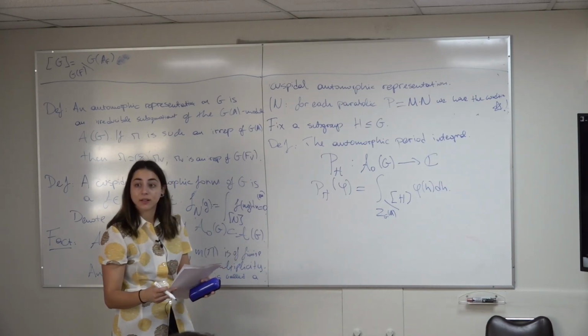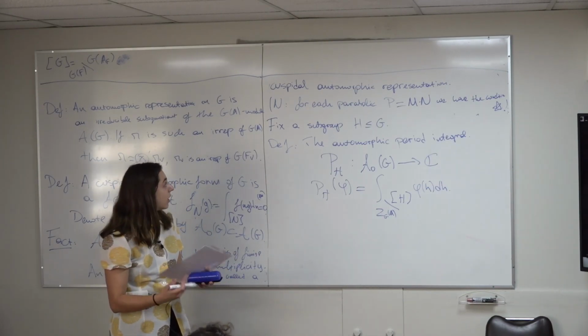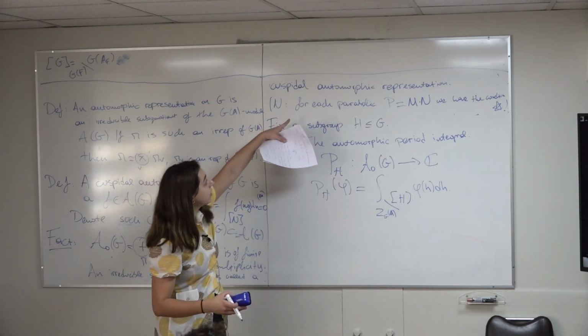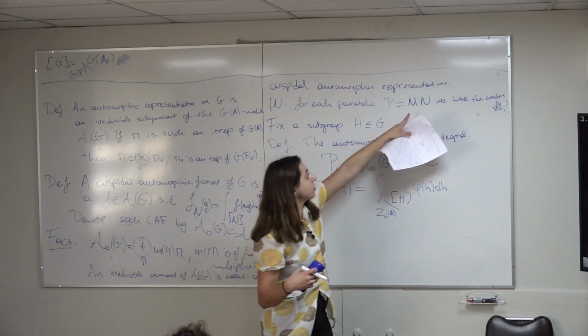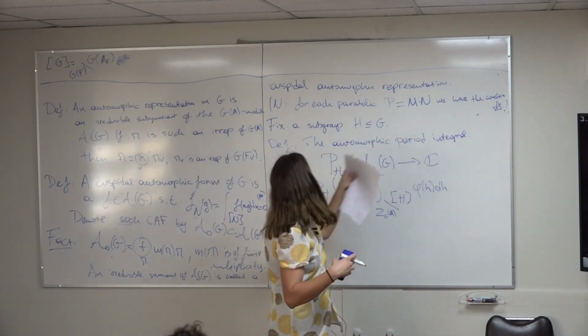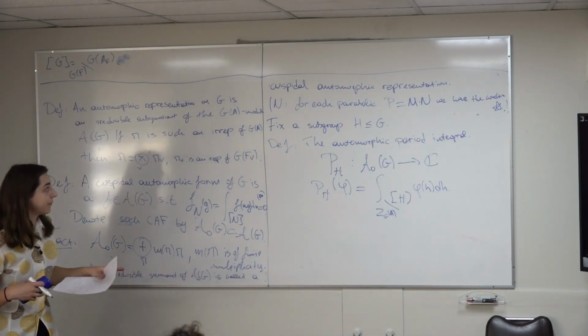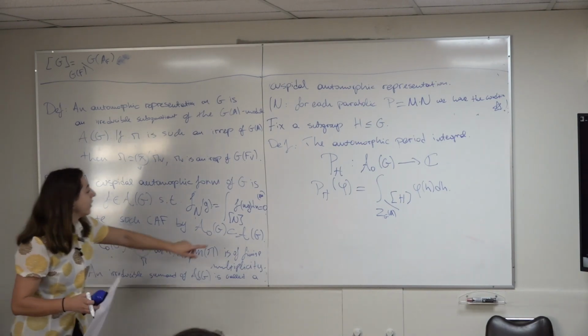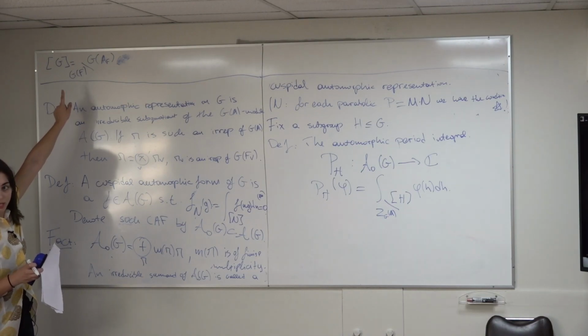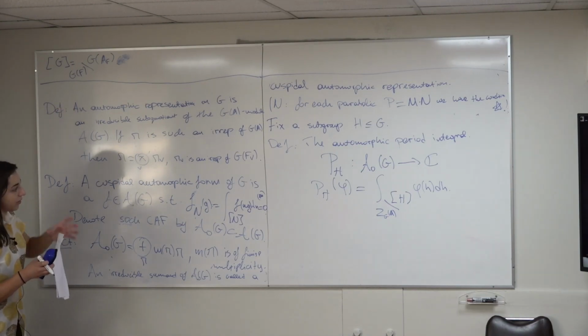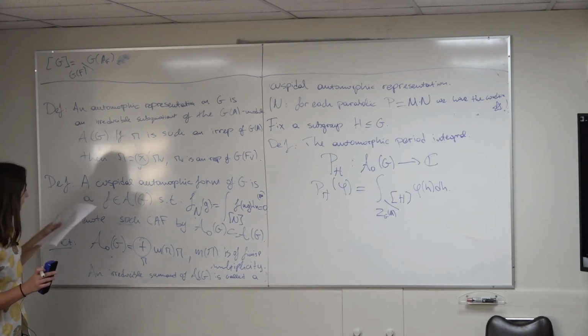Excuse me? Yes. What was n? What was the radical? So n, you take a parabolic P of our group G, you decompose it as m times n, and that's the n that appears here. Great. And when I write n or h, I always mean the same thing as I wrote up there. The automorphic quotient stays the same.